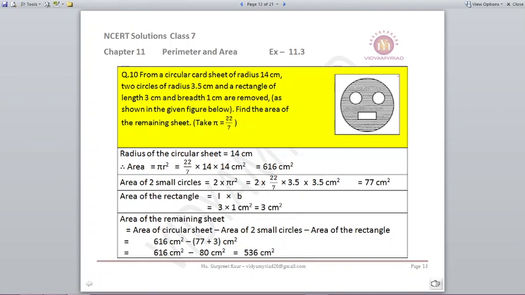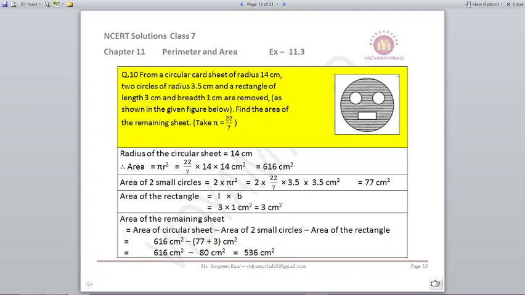Question number 10. From a circular card sheet of radius 14 centimeters, two circles of radius 3.5 centimeters and a rectangle of length 3 centimeters and breadth 1 centimeter are removed as shown in the given figure. Find the area of the remaining sheet. Pi is to be taken as 22 by 7.